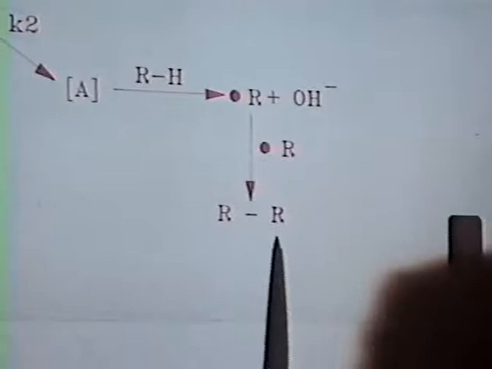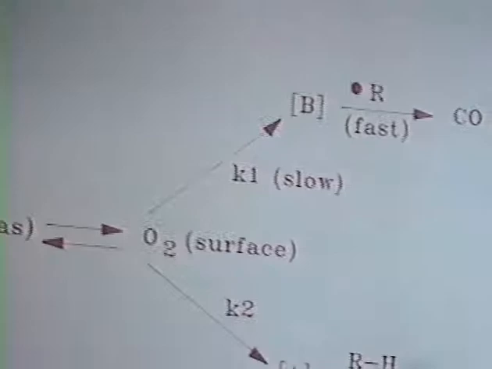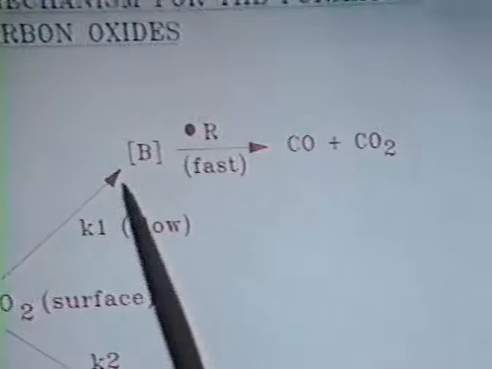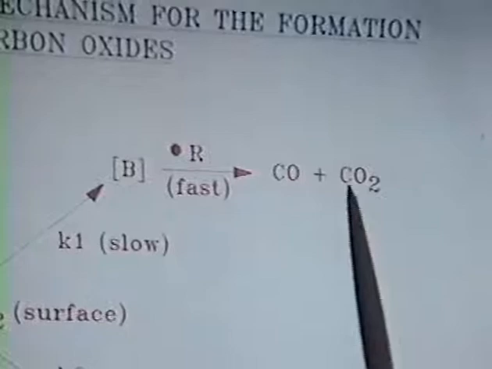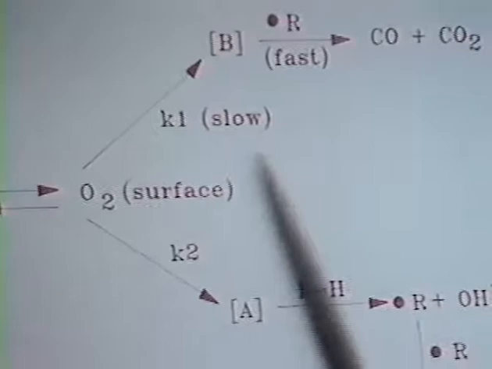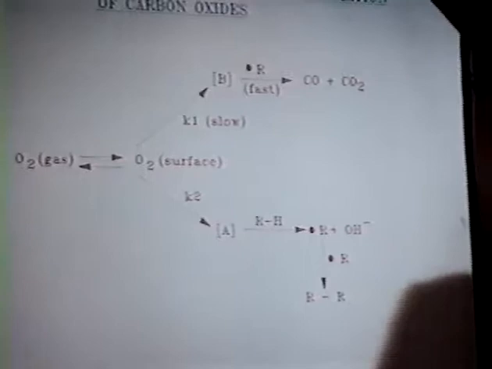But there is also another intermediate, B, which is formed slowly from the oxygen on the surface, but which reacts very rapidly with the radicals which are formed down here, so that to give you your carbon oxides. Now what this means is that the carbon oxides are limited by the availability of this B. The moment that the B is formed, the radical grabs it. And we believe that this sort of scheme explains most of the results that I showed you just a little bit earlier. I would now conclude by just attempting to give you a model of the way that we see it.